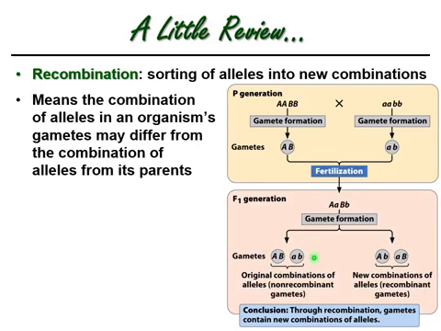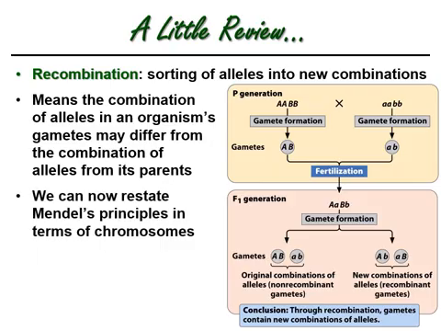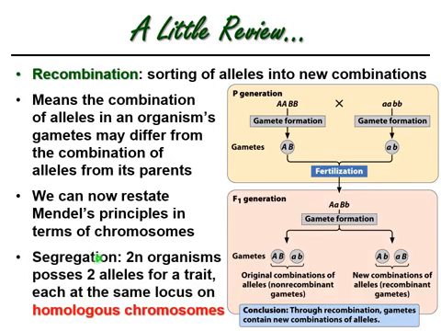So you have an organism's F1 gametes containing the parental combinations of alleles, and then you also have new recombinant gametes. Now we can restate Mendel's principles in terms of chromosomes. Segregation is that diploid organisms possess two alleles for a trait, each at the same locus on two homologous chromosomes. They're chromosome 3 and chromosome 3. They are not identical, but they are homologous.